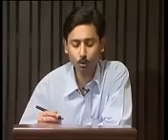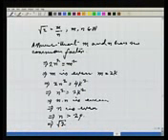Why is this contradiction arising? It is arising simply because of the fact that I have assumed √2 is a rational number, which it is not. So it implies that √2 is not rational.